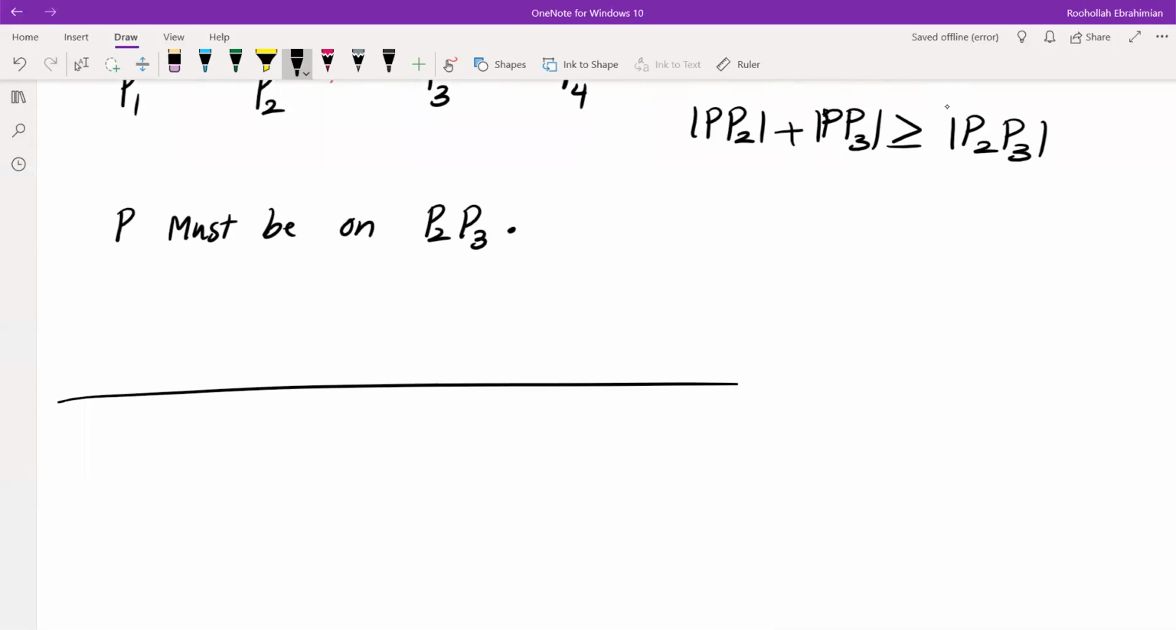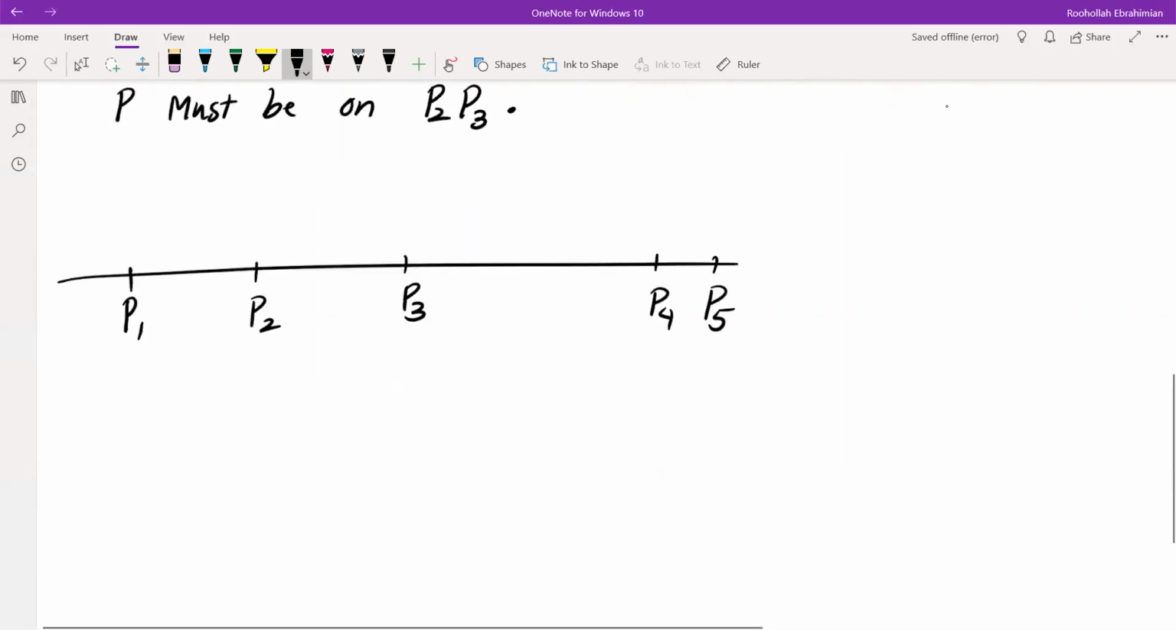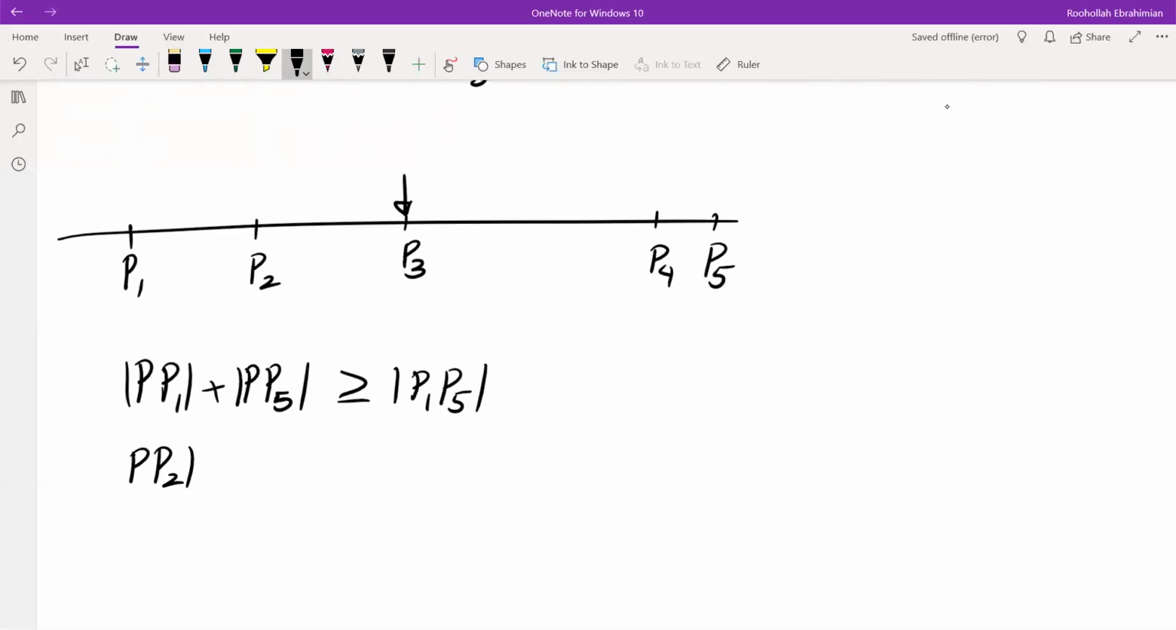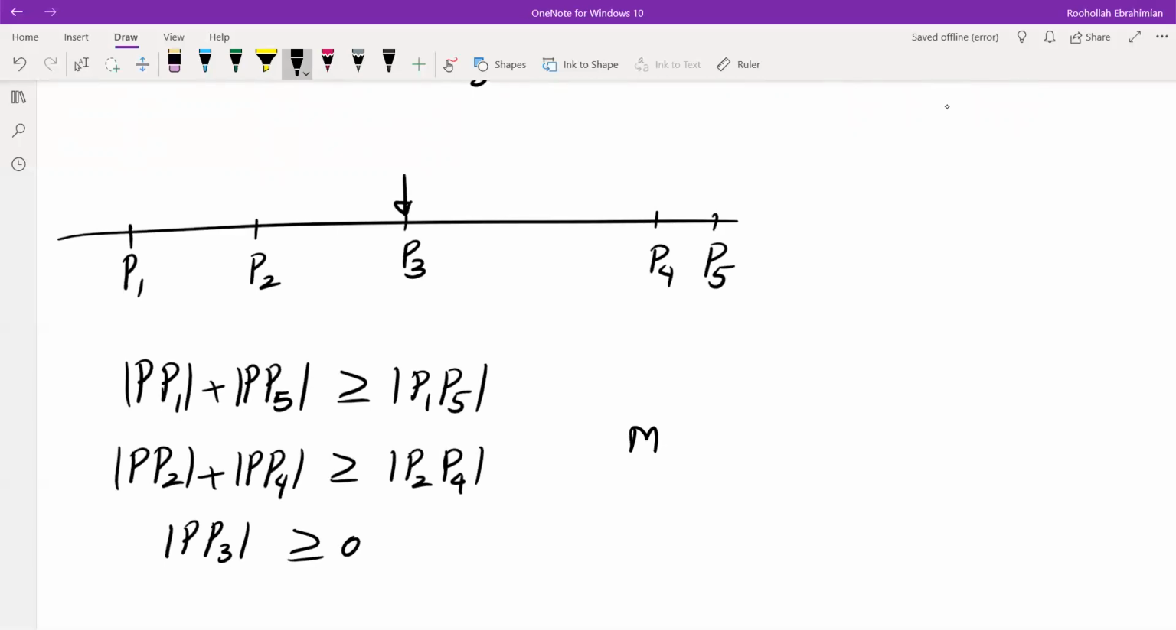And if you look at 5 points, then clearly the same story is going to hold. So you have P2, P3, and then P4 and P5. So you would have to place your P right here, because PP1 plus PP5 is greater than or equal to P1P5. And then PP2 plus PP4 is greater than or equal to P2P4. And then PP3 is at least 0. So the minimum is at P equals P3.